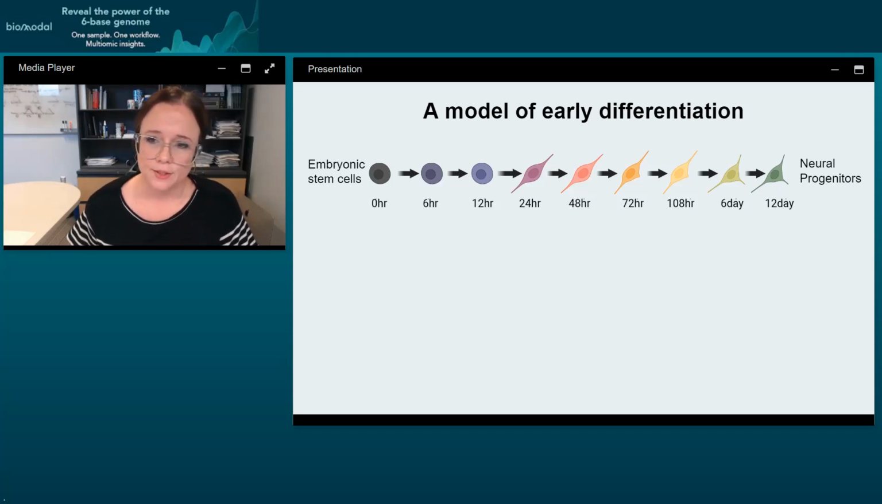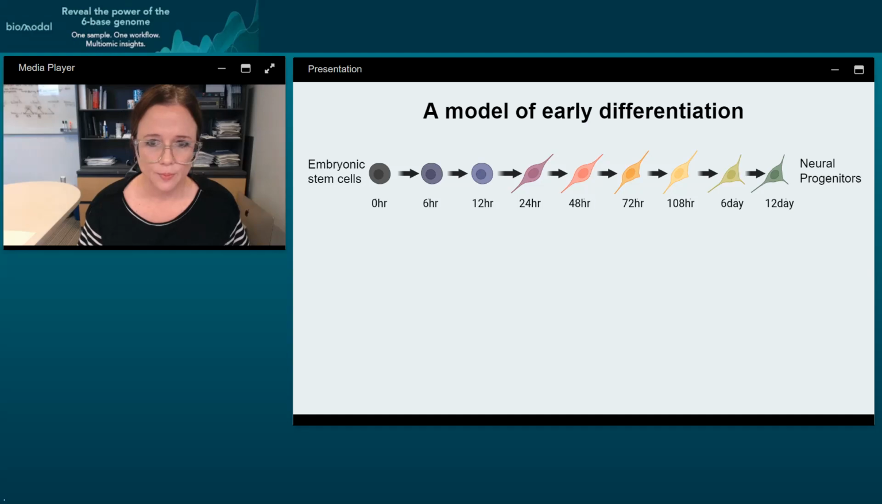So we decided to change to an earlier model of differentiation, and we chose to use embryonic stem cells. So we're now looking at embryonic stem cells, and we differentiated them into neural progenitors. This system is advantageous because you can do a really long time course.